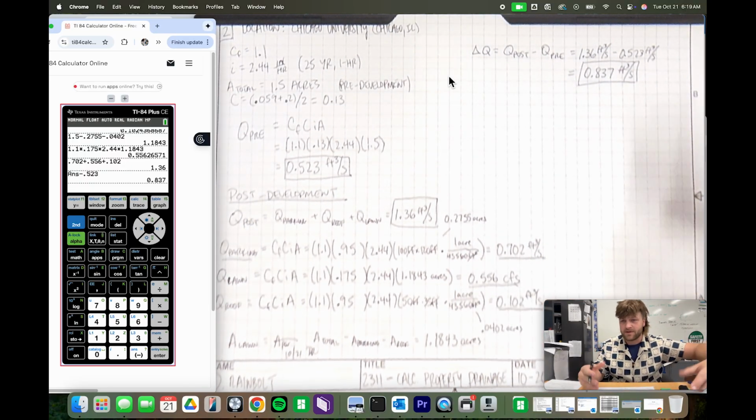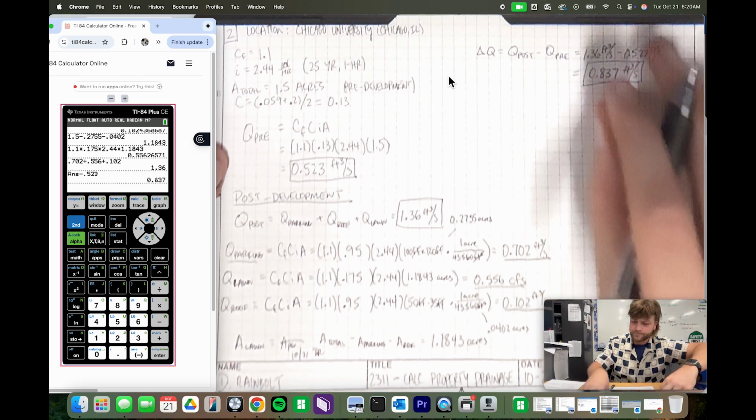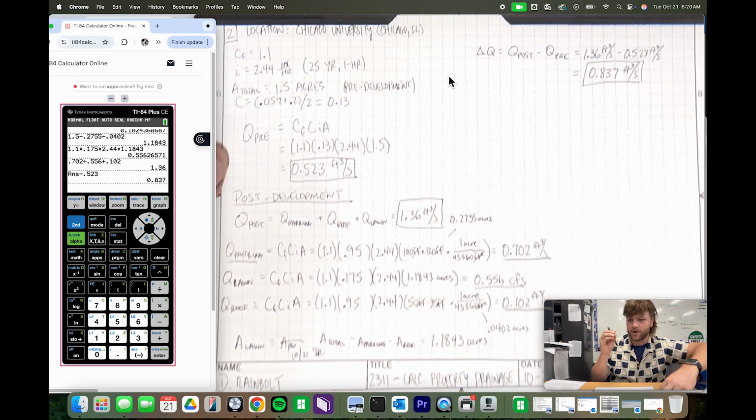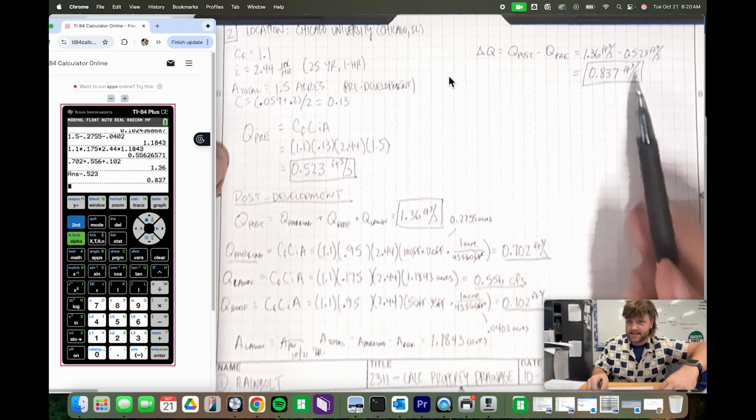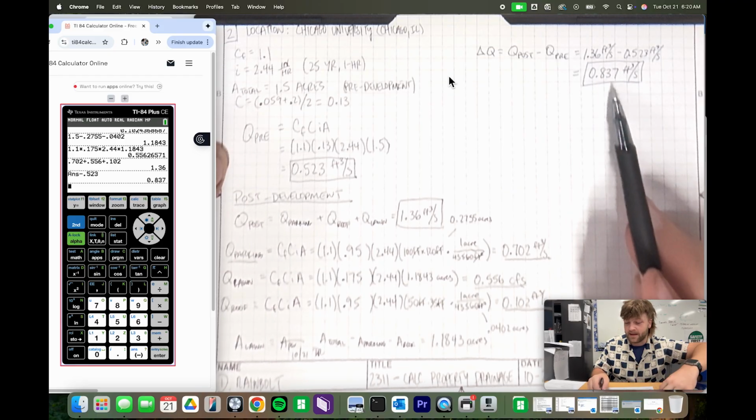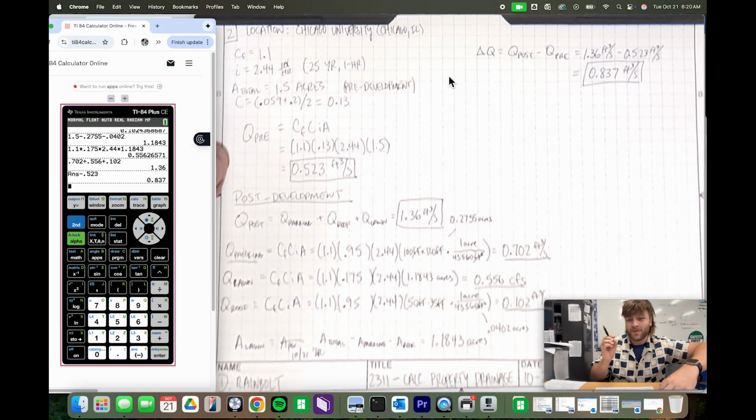And so just as we were saying, the engineer is going to come up with the stormwater management plan, because this can't be the case where we're increasing by 0.837 cubic feet per second. We want to try to get that as close to zero as possible.